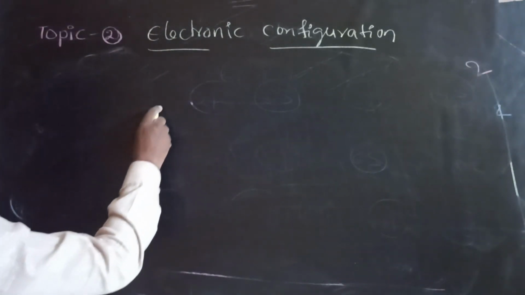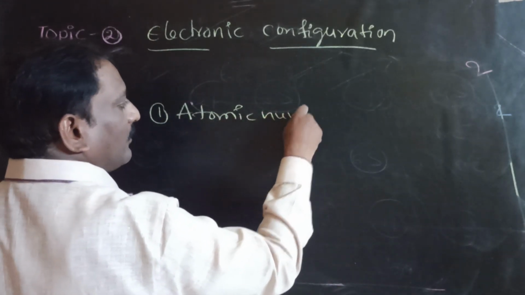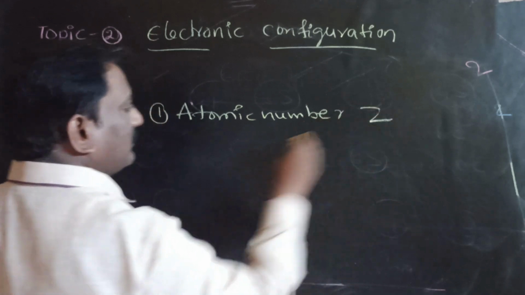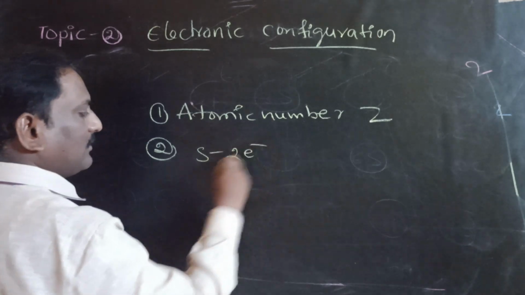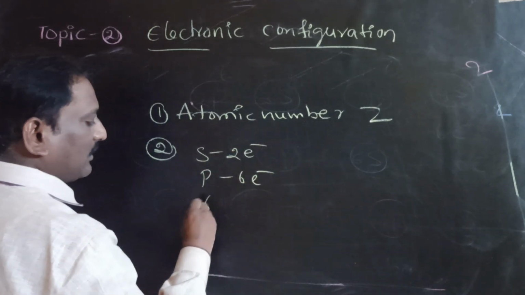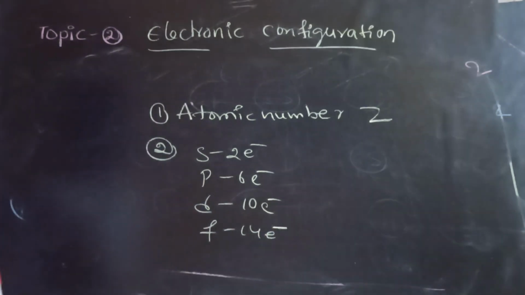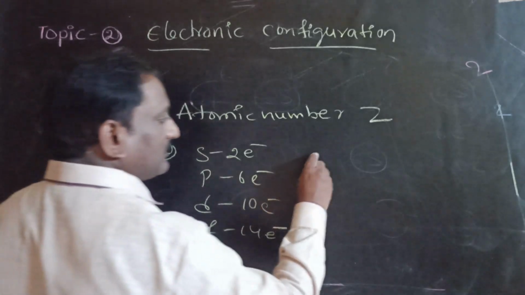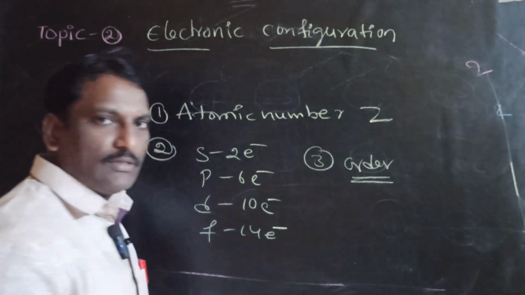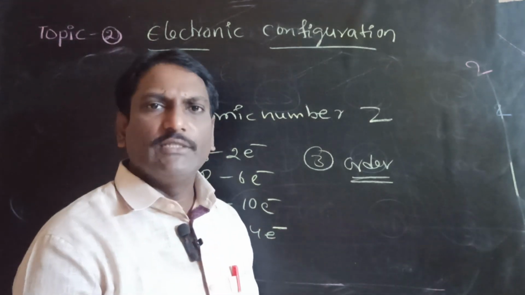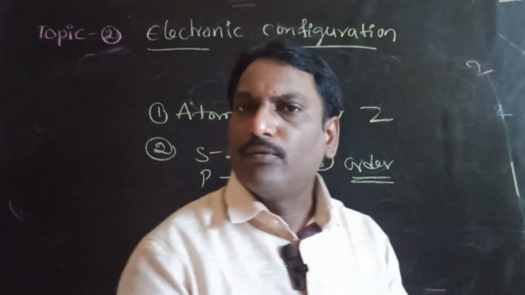I would like to write these points in short form. To write electronic configuration, we require atomic number, that is Z. Point number 2, capacity of the subshell: s 2 electrons, p with 6 electrons, d with 10 electrons, f with 14 electrons. Right? Next, 3 means order of orbitals. Please remember that order. It's very easy to remember, and it's very easy to write electronic configuration with that keyword.